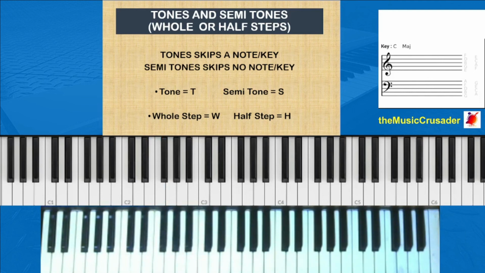Know that for tones, you have to skip a note, whether white or black. So this will be tone, this will be tone, this will be tone. So far as there's one key between the movement from the first and the second, that means you are moving in a tone or a whole step. But when there is nothing in between the two keys, something like this, you are moving a half step.